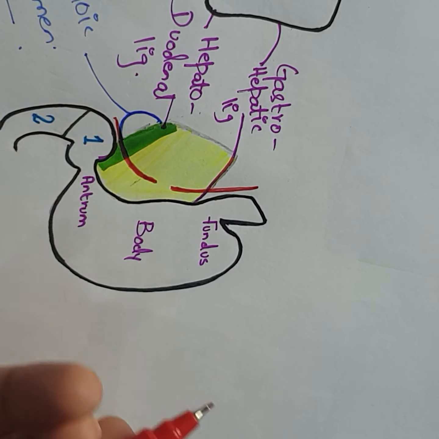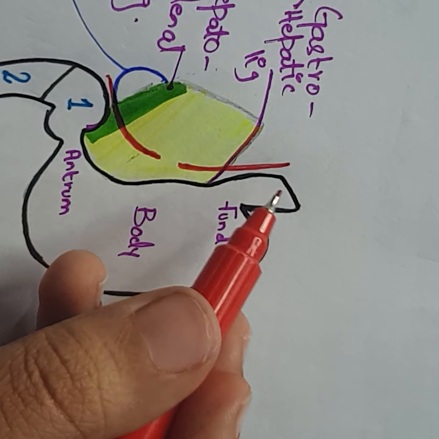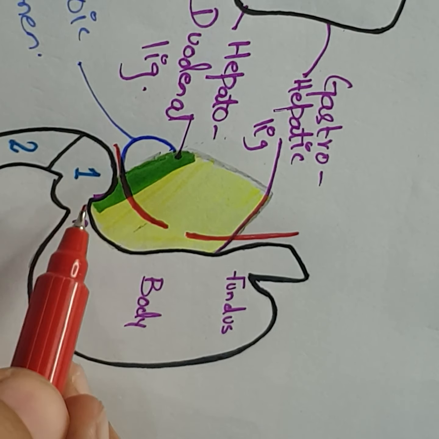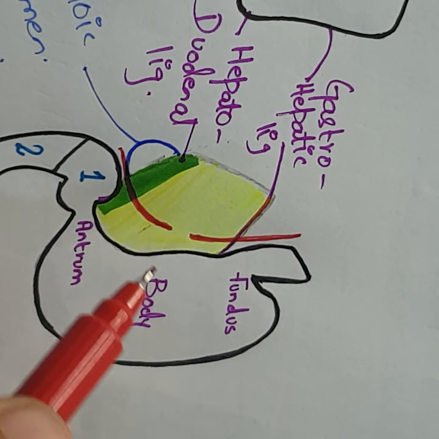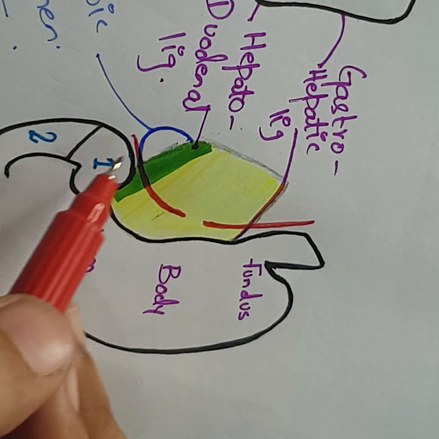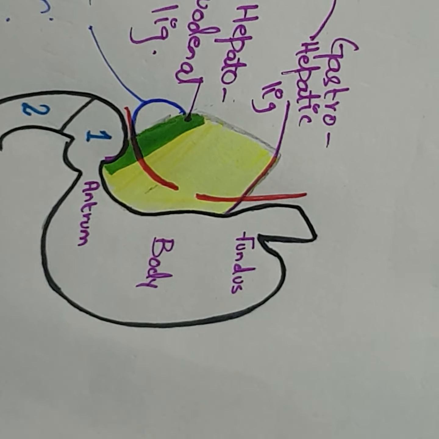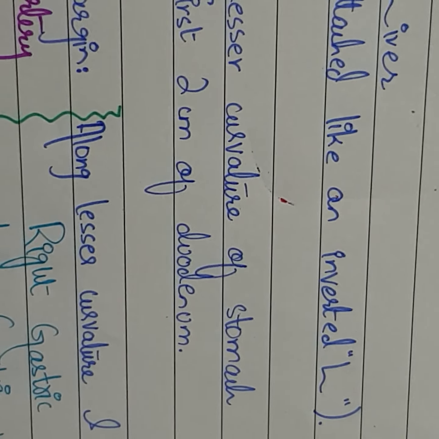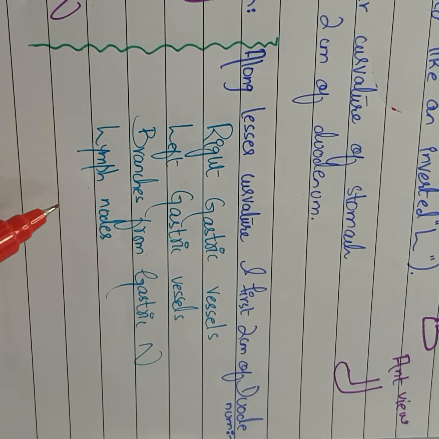So when we talk about the contents of lesser omentum along the lesser curvature and the first 2 cm of duodenum, we have left gastric artery, right gastric artery. These 2 gastric arteries supply the lesser curvature of stomach. So these are included in the contents of lesser omentum. Along with these vessels, right gastric and left gastric, we have some lymph nodes and branches from the gastric nerve. So this is all about lesser omentum.